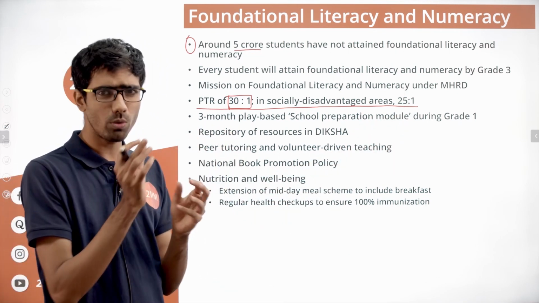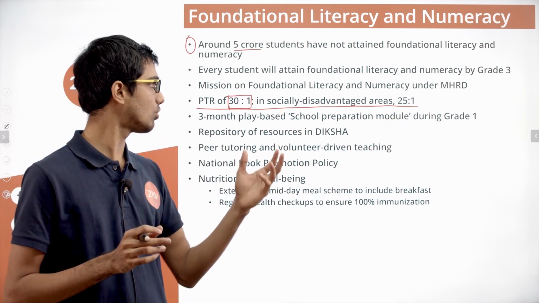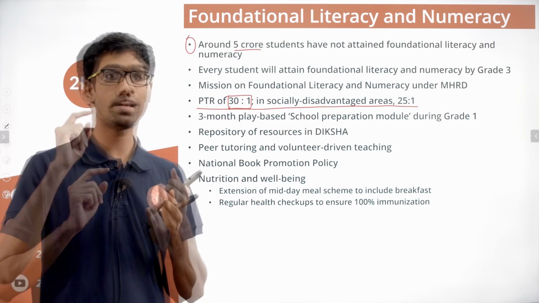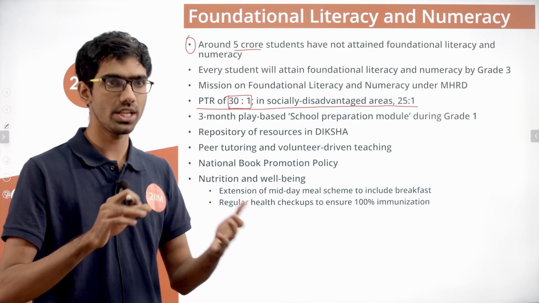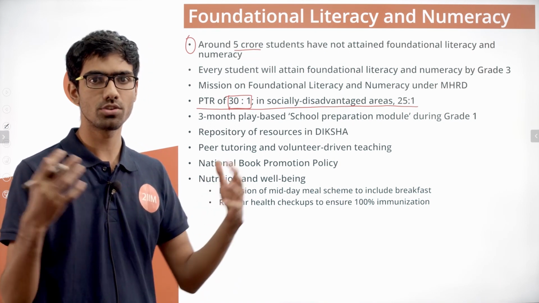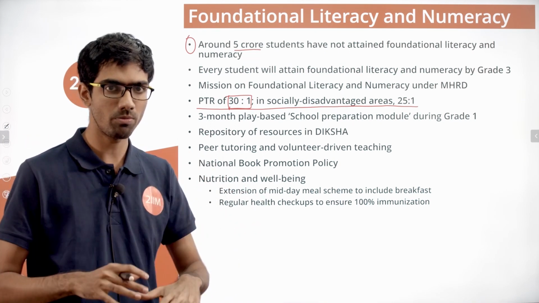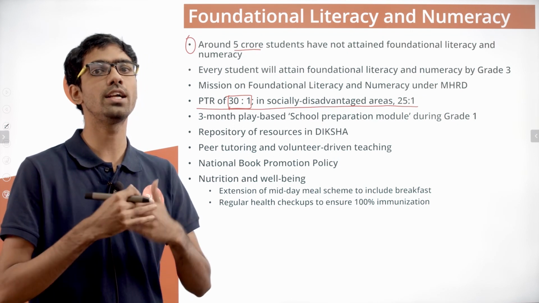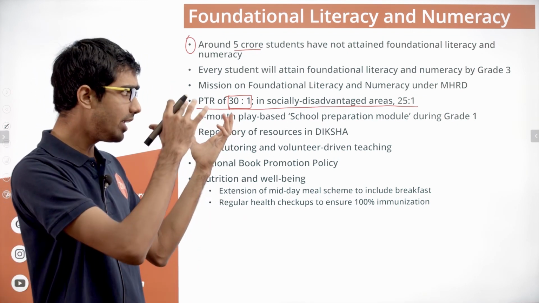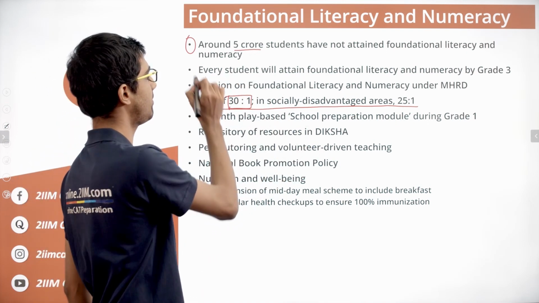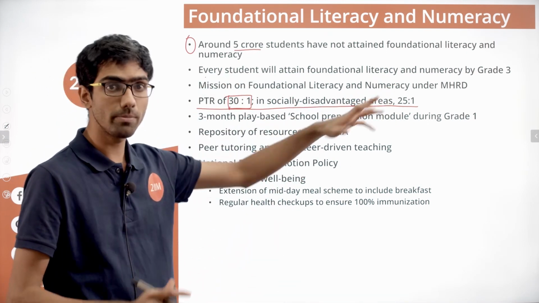Why is there a special emphasis on socially disadvantaged areas? Generally there are areas that are going to be remote, there are areas that are going to be inaccessible. So in those areas, when teachers find it difficult, the student teacher ratio has to be kept as low as possible so that the learning outcomes are maximized. So in order to achieve this, every student will attain foundational literacy and numeracy by grade 3.